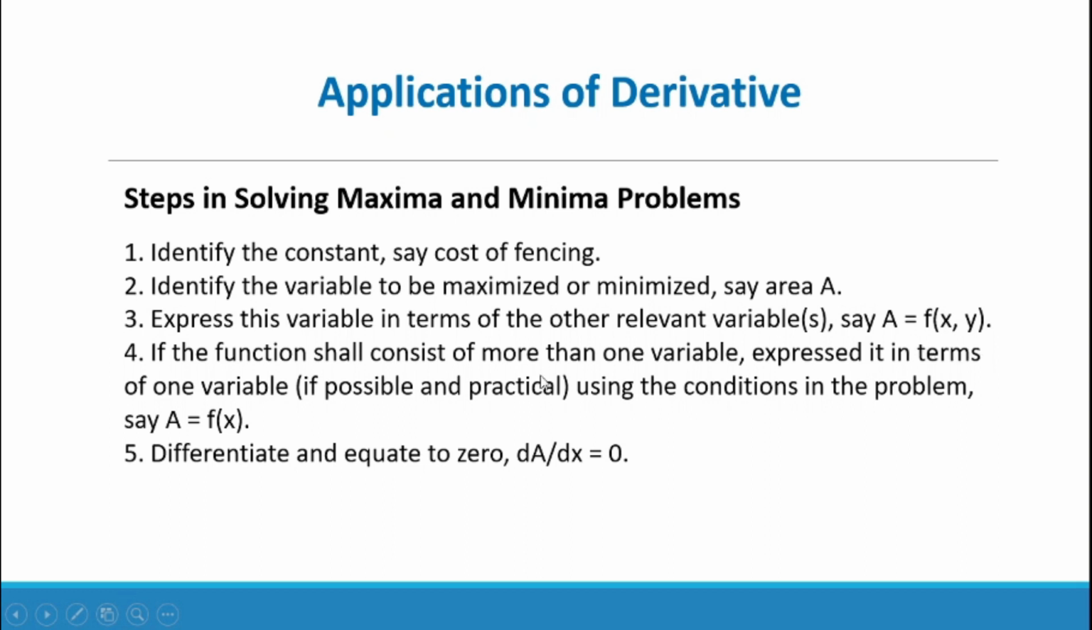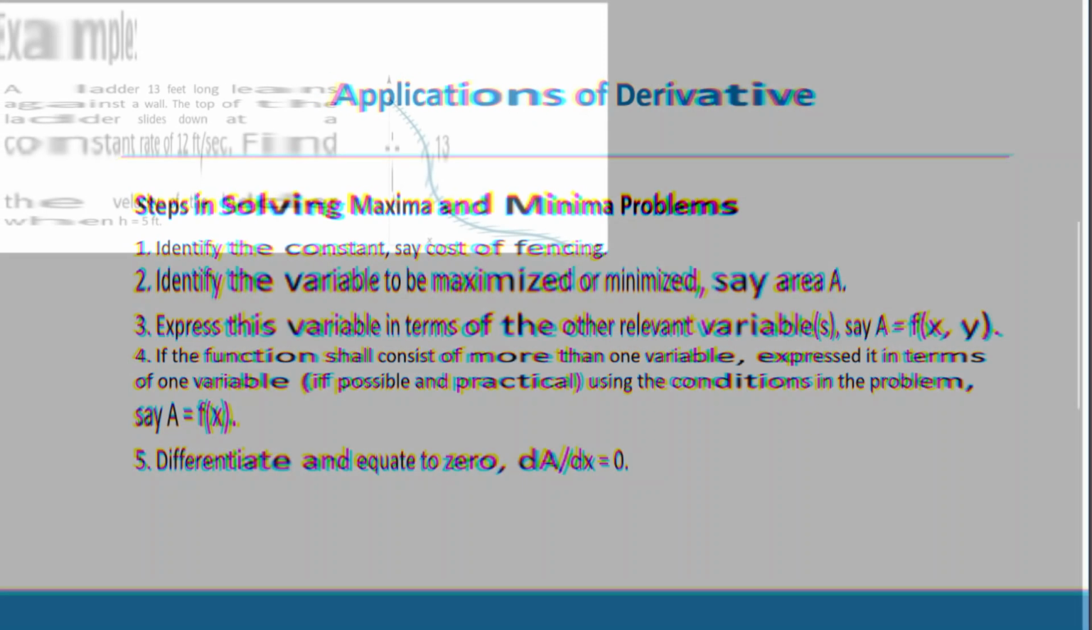Number 4, if the function consists of more than one variable, express it in terms of one variable if possible and practical. Use the conditions in the problem. Say A is equal to a function of x. And number 5, differentiate and equate to 0, or dA over dx is equal to 0. So these are the steps on how to find the maxima and minima.